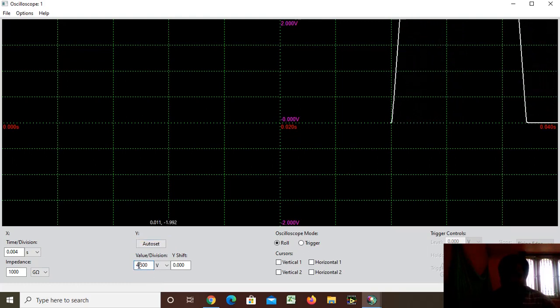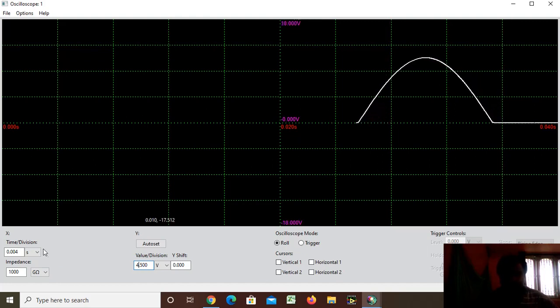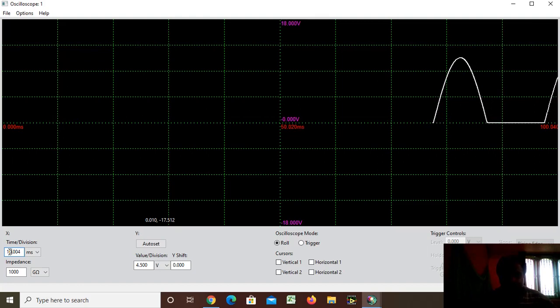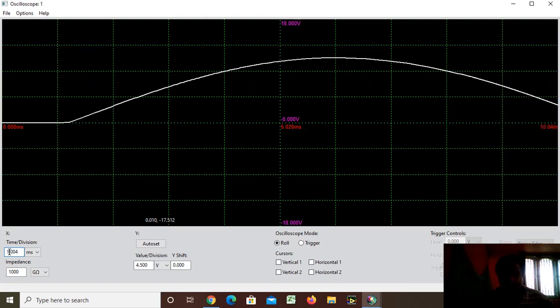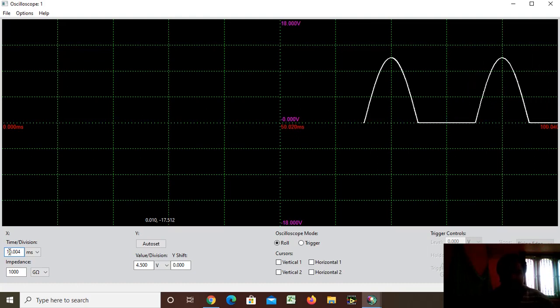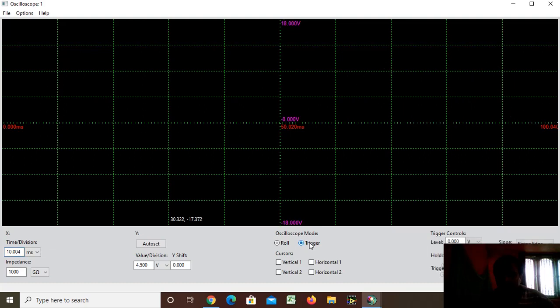I'll reduce this. Let's make it 4. Let's make it 10, and I will stop this and just trigger. Now let's see what voltage we're getting. You can see here how much voltage you're getting. You're getting 11.3, 11.4. Now what actually happened?